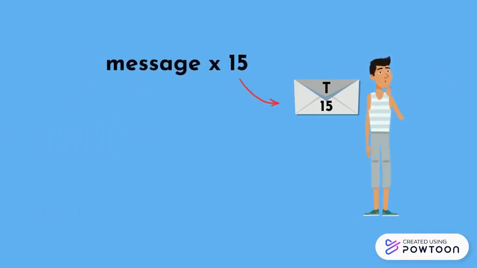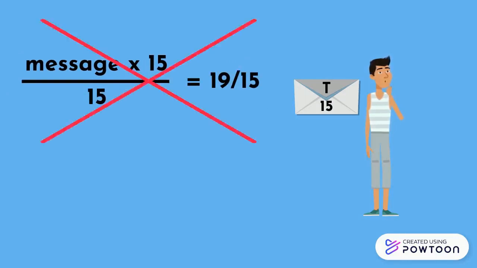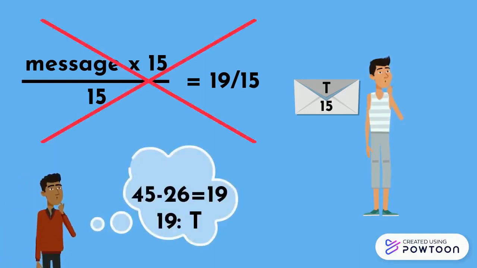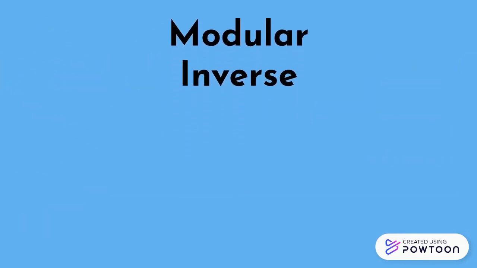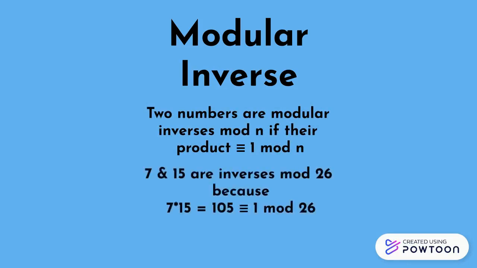Okay, so you encrypted by multiplying by 15, so I can just divide by 15, right? Not so fast. 19/15 can't be turned back into a letter. This is because you subtracted that 26 when the number was still 45, but I have no way of knowing how many 26s you subtracted, because all I saw was the T you sent me in the end. So instead, I have to use something that's called a modular inverse. Two numbers are inverses of each other if their product is 1, so it follows that two numbers are modular inverses of each other, mod n, if their product is equivalent to 1, mod n. This means that 7 and 15 are modular inverses, mod 26, since 7 times 15 is equal to 105, which, mod 26, is equivalent to 1.